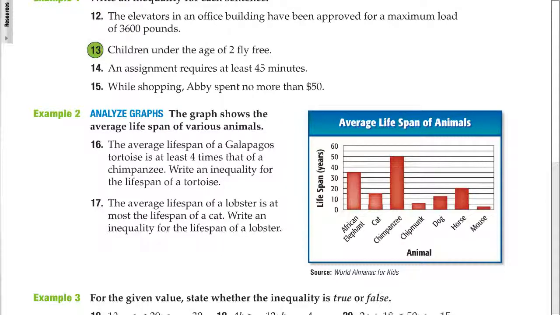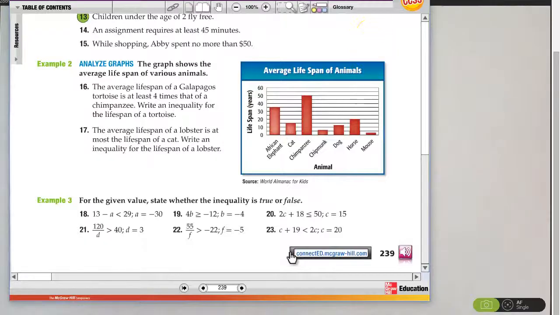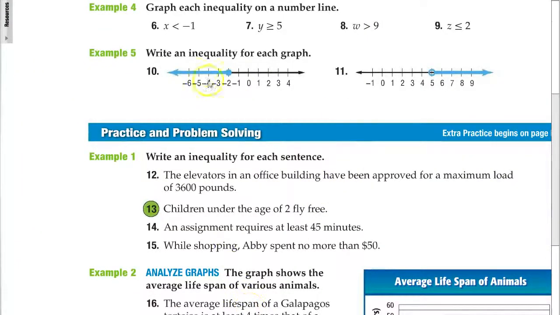Okay, so here are some problems from section 5.3 for homework. We're just going through them to help you out a little bit. First, look at numbers 12 and 14. It says the elevators of an office building have been approved for a maximum load of 3,600 pounds. The directions actually say to write an inequality for each sentence.